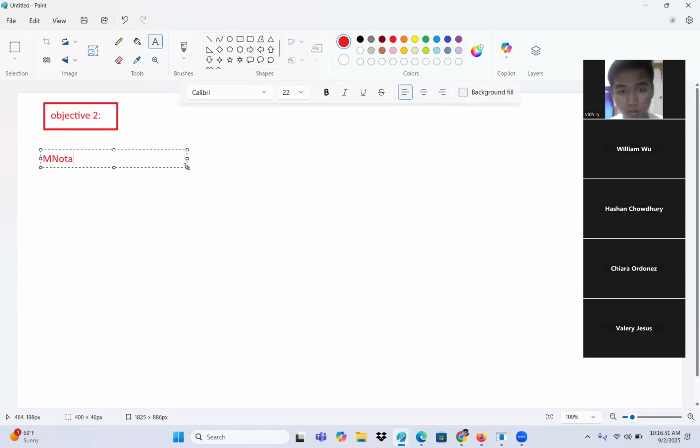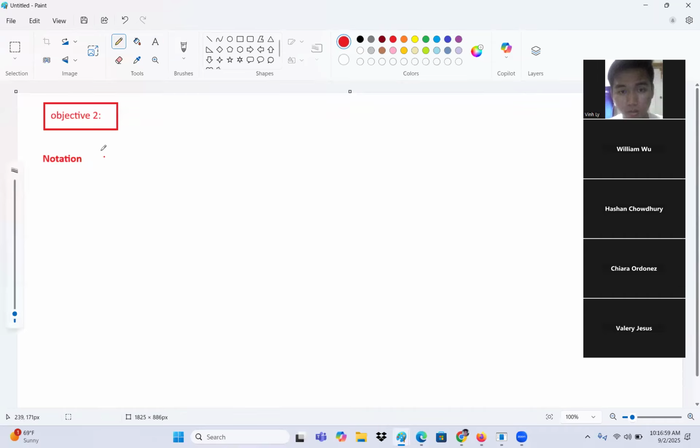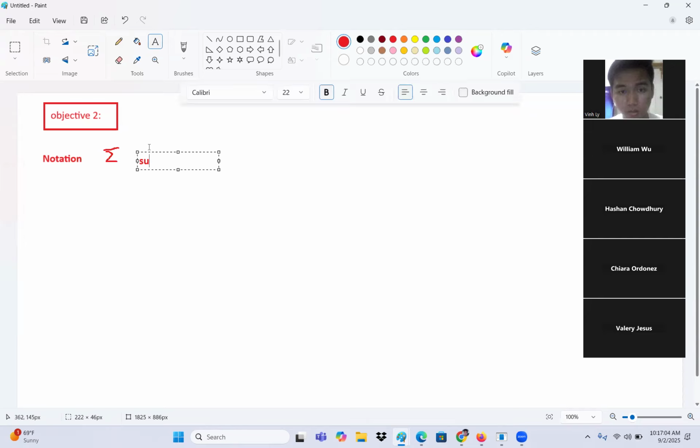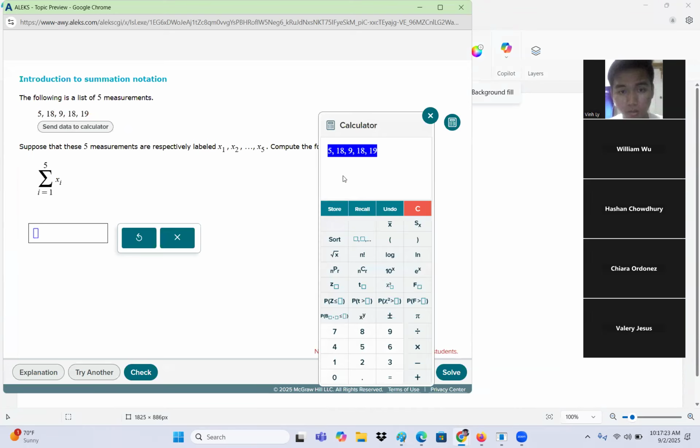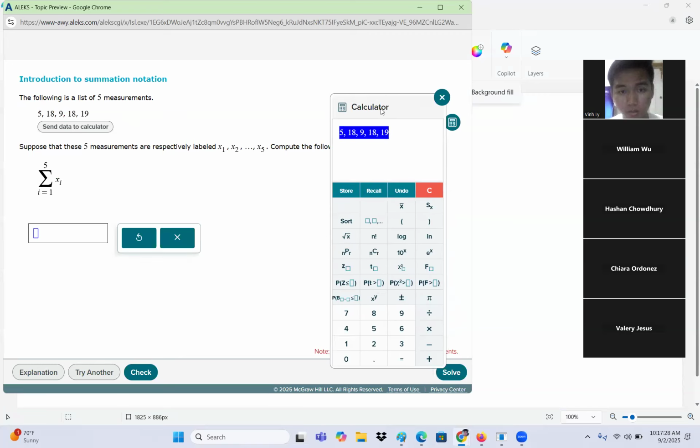So, some notation. Let's say we're going to see something like that. This is a summation, right? We need to add up the numbers. So you have to enter those on the calculator, and then you're going to take the sum.